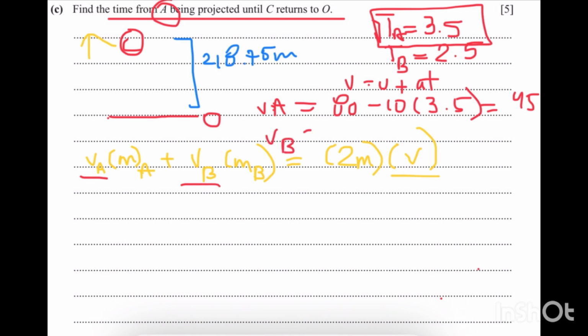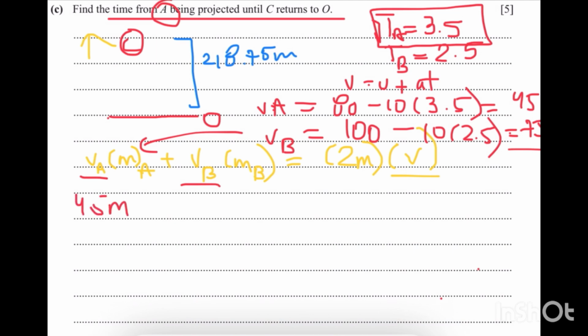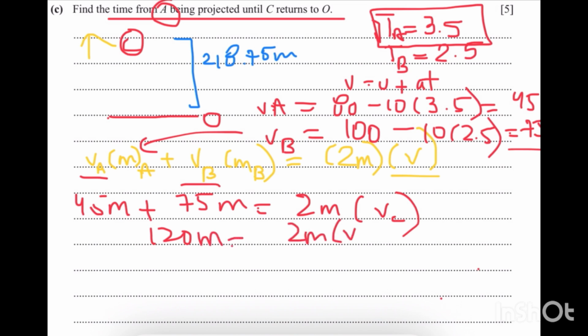As for B, the initial velocity was 100 minus, and the acceleration was 10, and time was 2.5, and this becomes 75. These two are the initial velocities of A and B directly before collision. So we can insert these here. This will become 45m plus 75m is equal to 2m times the final velocity of C. So 45 plus 75 is 120m, and this is 2m.